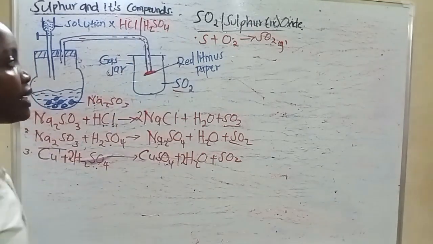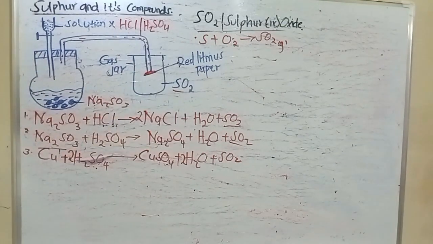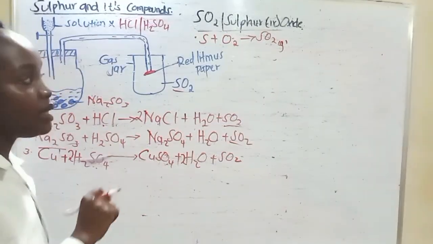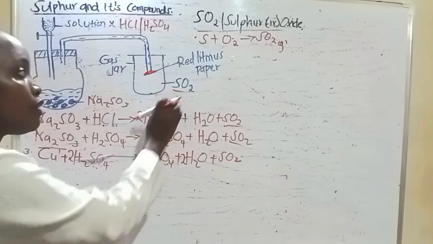You can see we have a red litmus paper there. Why do you think we have it there? They're testing for the chemical property of sulfur dioxide.